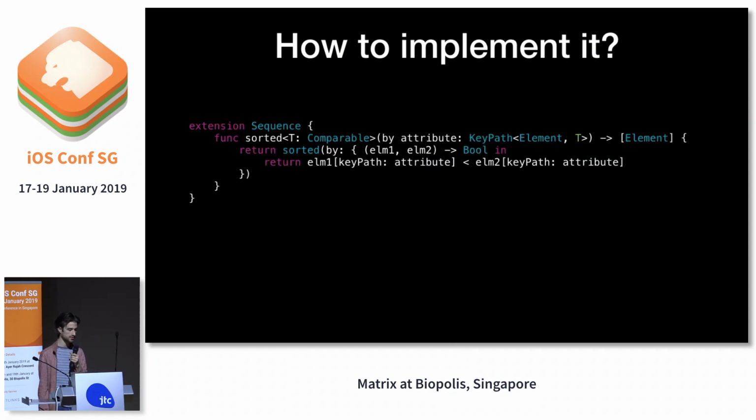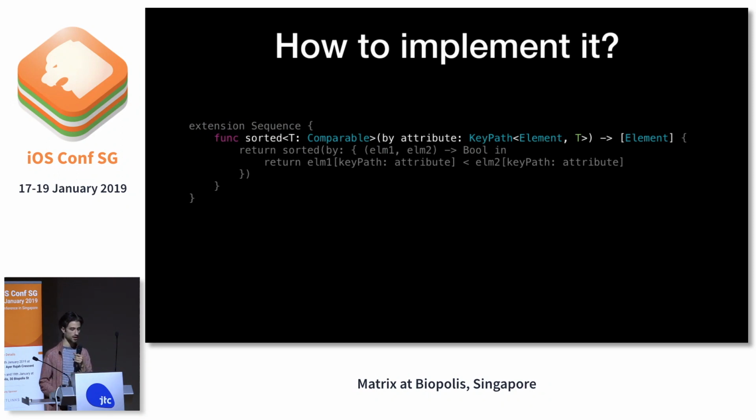Let's look at something else that we do quite often, like sorting. If you want to sort with a KeyPath, in the standard library, sorting is also defined on Sequence, so we write an extension on Sequence. We write the function sorted, with a generic parameter T, and we add the constraint that it has to be Comparable because we are going to sort using comparisons.